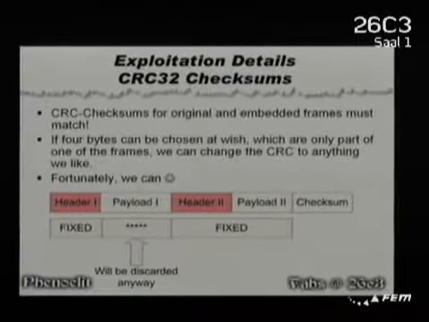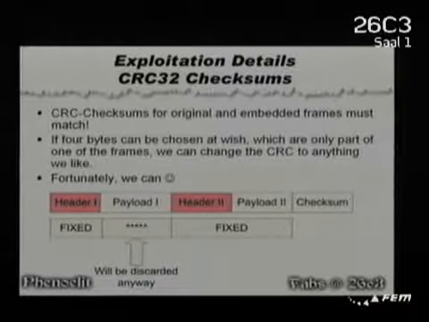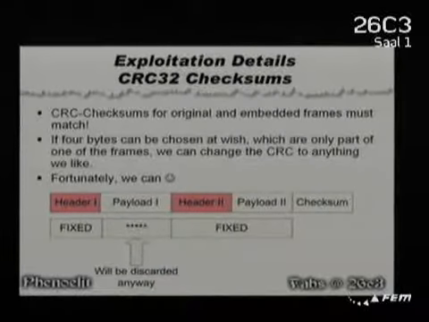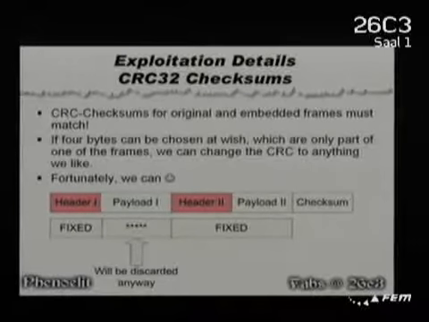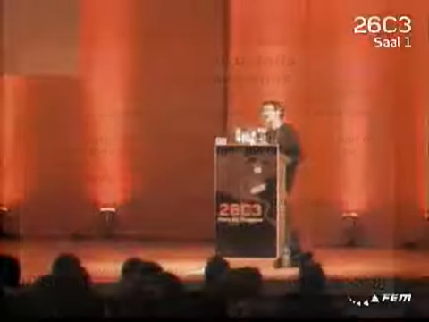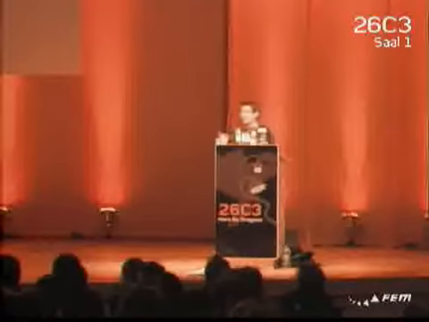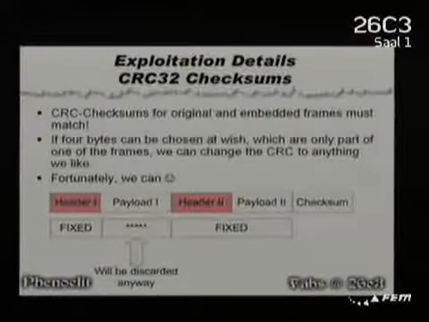There's a slight difficulty with this, but it's not really a difficulty. The CRC checksums must match, but since we have this part of the packet which can be discarded, we can actually put whatever we want into there. And if we can set 4 bytes arbitrarily, we can just adjust the checksums. So this is not really a problem. It's not MD5, it's CRC32.